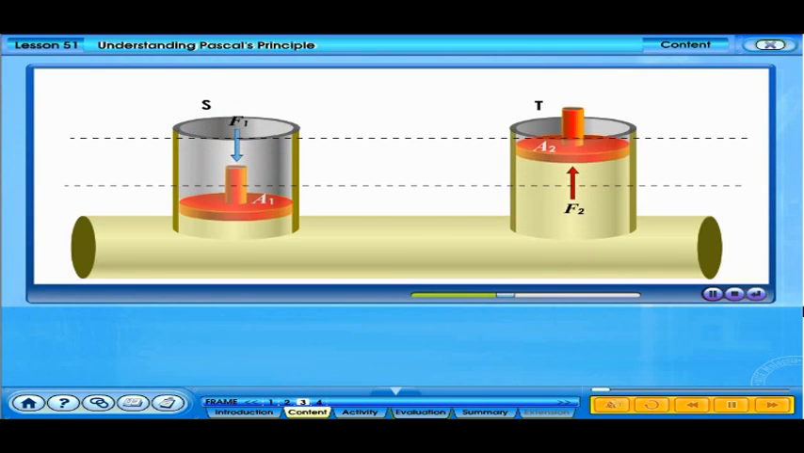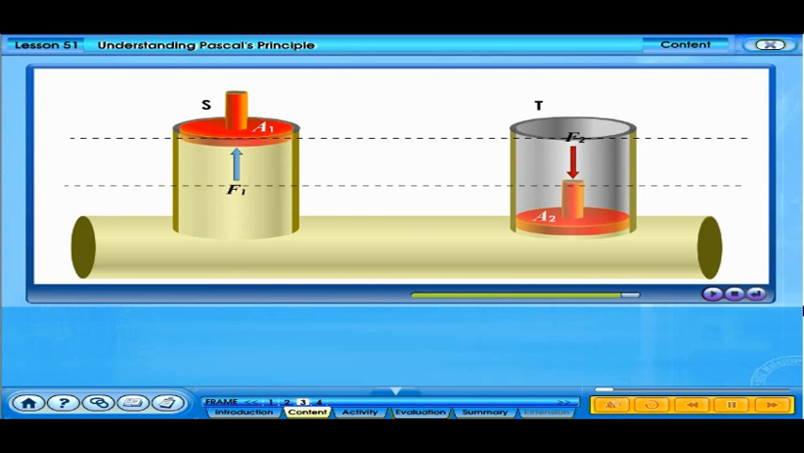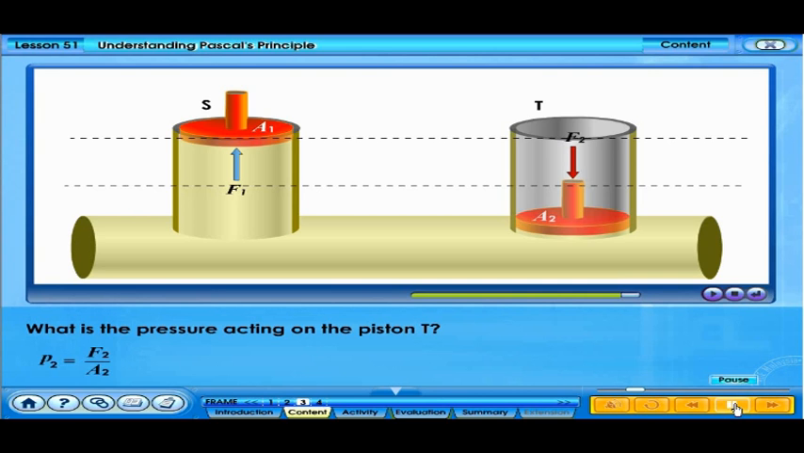We know that pressure is transmitted equally in all directions inside the enclosed fluid when there is a force acting on the piston S. What is the pressure acting on the piston S? P1 equals F1 over A1. What is the pressure acting on the piston T? P2 equals F2 over A2.